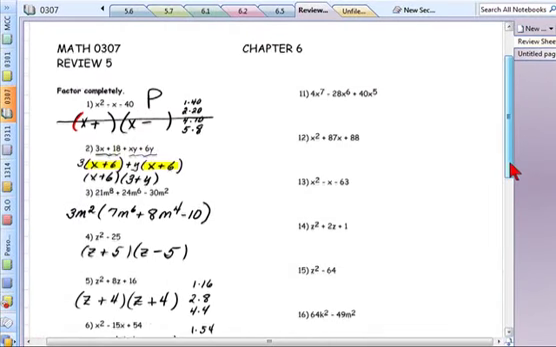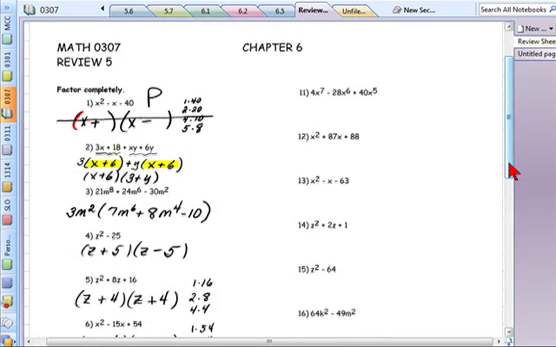Okay, problem number 11. I look at this. Is there a common factor? 4 is the numerical common factor. What about a common variable? X to the 5th. Now, because of room, I don't really have room to write that under each term, which you might want to do. But 4 goes into 4 once, so I don't need to write that.